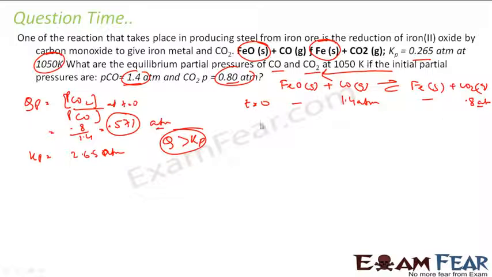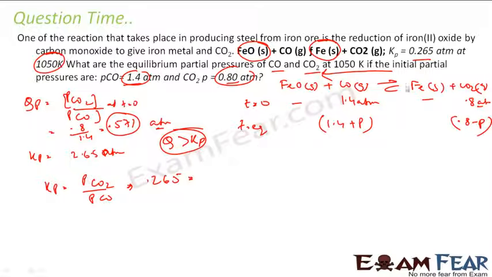Correct? So let's assume that at equilibrium, this becomes 0.8 minus P and this will become 1.4 plus P. So my Kp at equilibrium is the pressure of CO2 by the pressure of CO. The value is 0.265, and the pressure of CO2 is 0.8 minus P, and this is 1.4 plus P. You solve this, you get P equal to 0.339 atm, because everything is in atm.